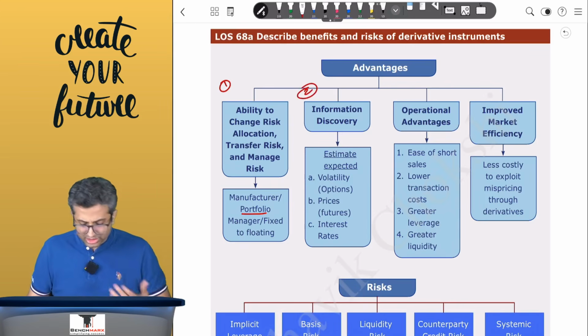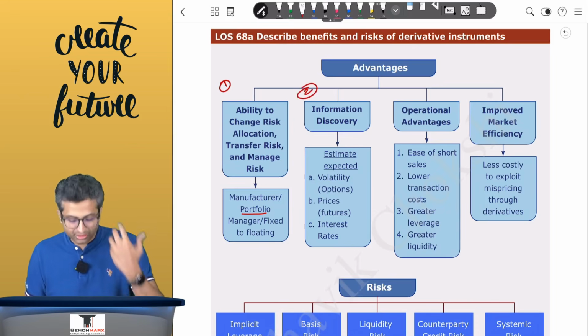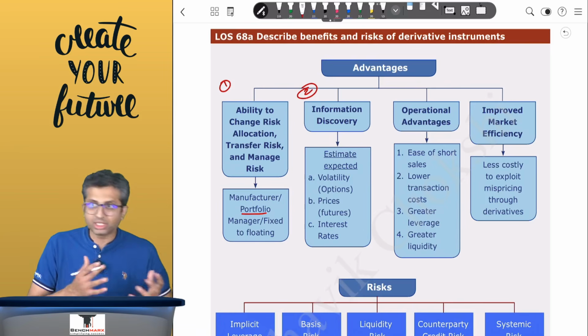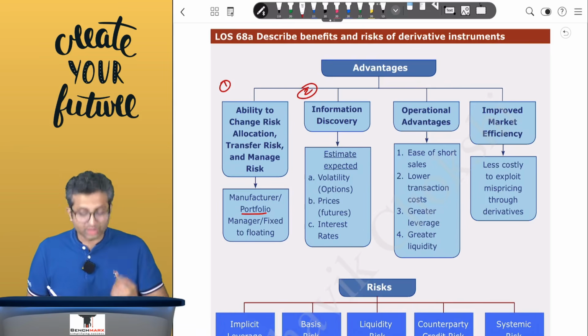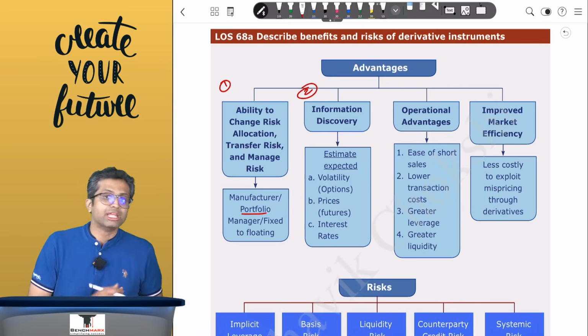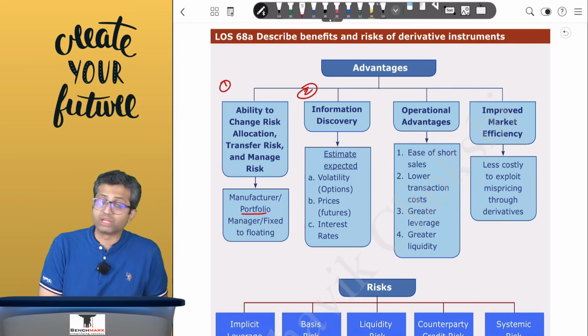Second is information discovery. It can help you in finding the estimated volatility possible in case of options, or the prices in case of a future, or even interest rates in case of certain derivative contracts.